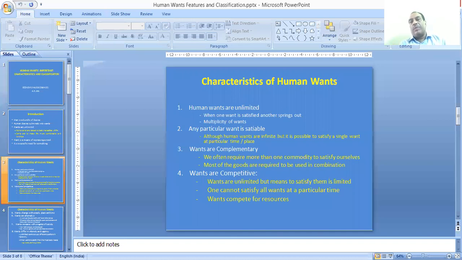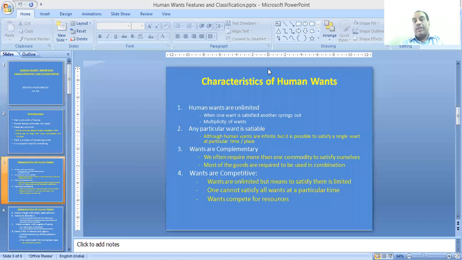Then there is multiplicity of wants. When one want is satisfied, another, then next, then next, then next. So there are several wants which come one after another, and it is called the multiplicity of wants. Then any particular want is satiable. You are hungry, so you take food, and that particular want at that moment of time is satiated. But then another will come out. So although human wants are infinite, it is possible to satisfy a single want at a particular time or place.